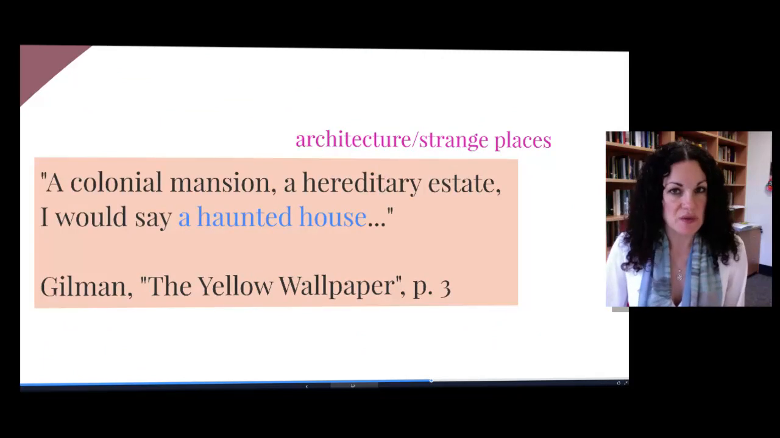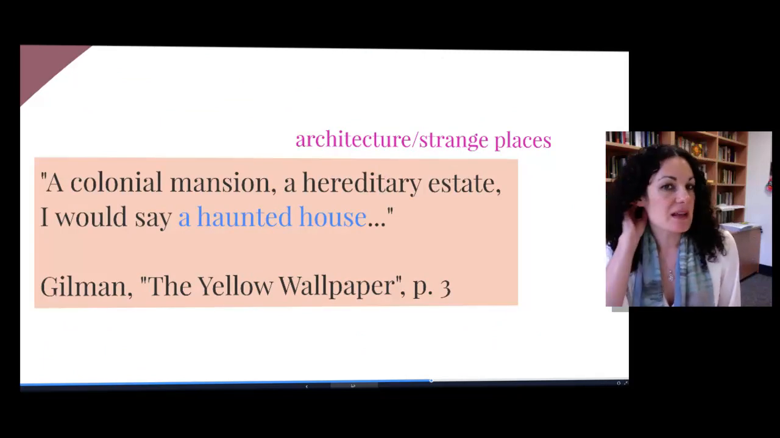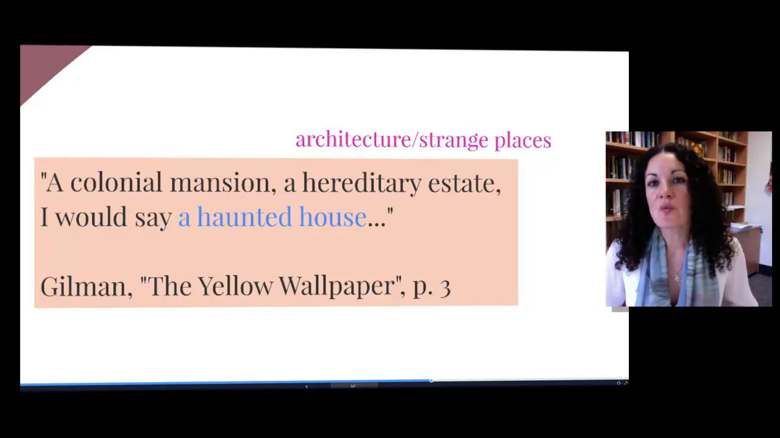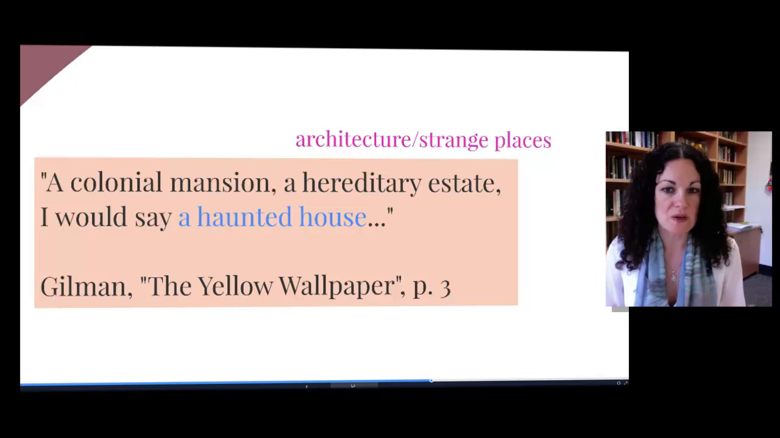First of all, the setting of the story. So the narrator makes it very clear that it's a kind of colonial mansion, she says, a hereditary estate. She would say, in her opinion, a haunted house. So right from the beginning, the setting is one which is very reminiscent of Gothic literature, kind of crumbling old hereditary mansion. And there are other kind of clues in there.